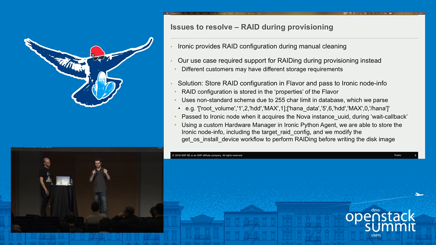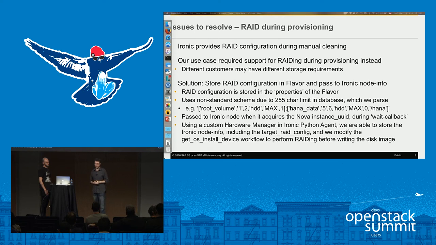So then, whenever we have selected our flavor and are deploying our instance, we actually pass this information to the Ironic node whenever it acquires the instance UUID of the server that we are provisioning on it. We have one more issue there where, when it's in the deploying phase, it's locked, so you can't actually modify the Ironic instance. So what we had to do is wait until we're in wait callback, and then parse the information out of the node info whenever Ironic Python agent starts.